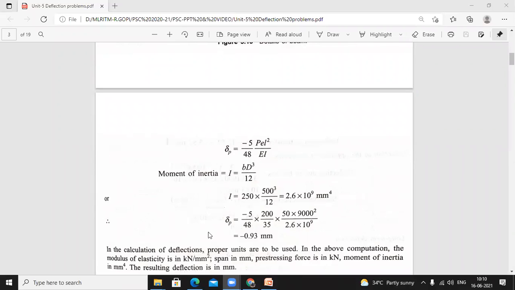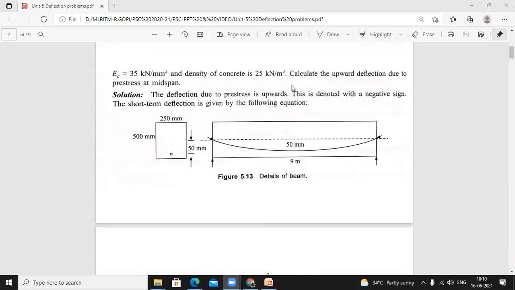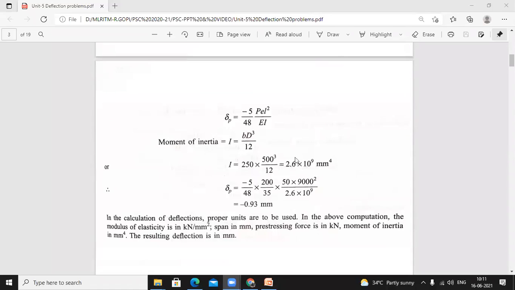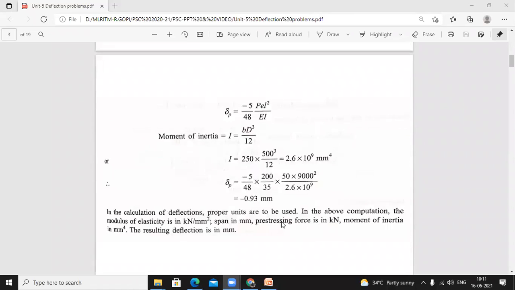Sir, E value is 50? Yes, E value is 50 only. You can see in this question and the picture, they clearly mentioned eccentricity is 50 mm. In the formula also, 50 mm only. You can see here 50 mm.